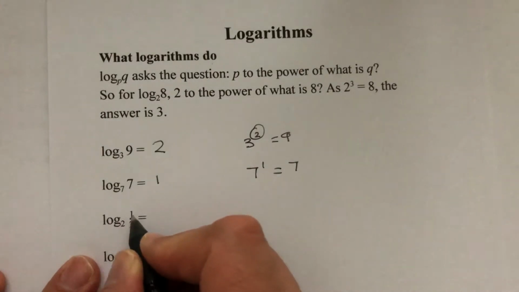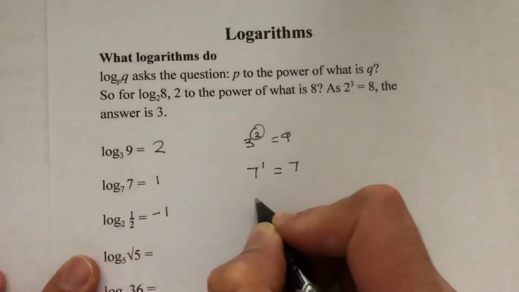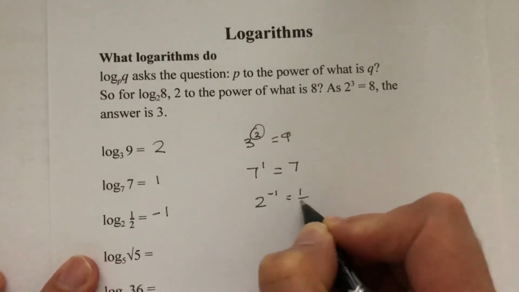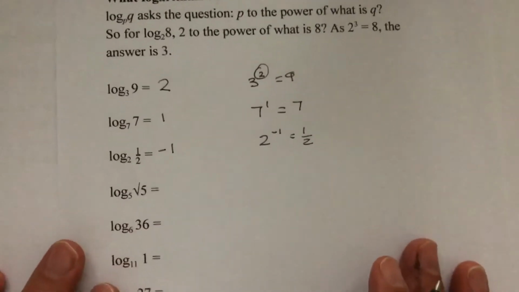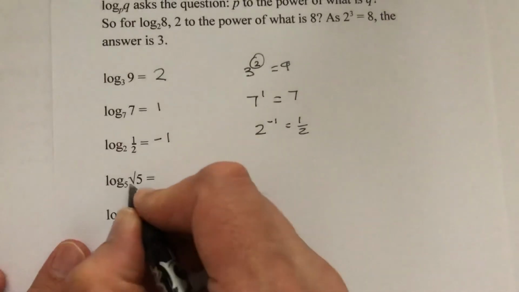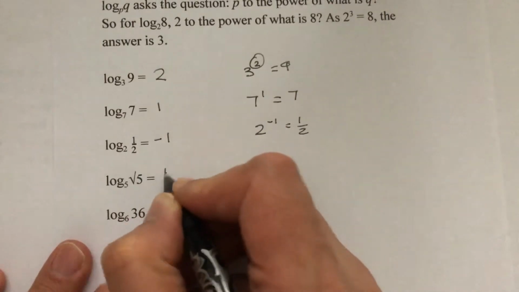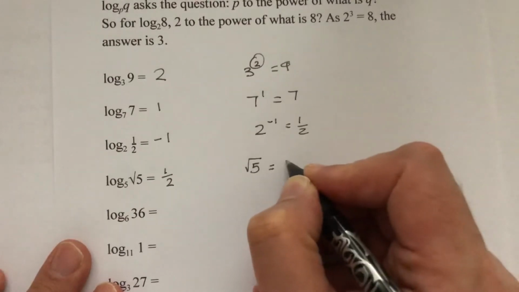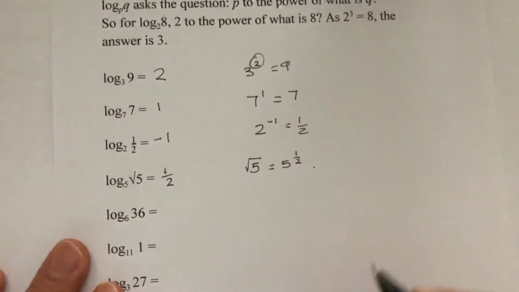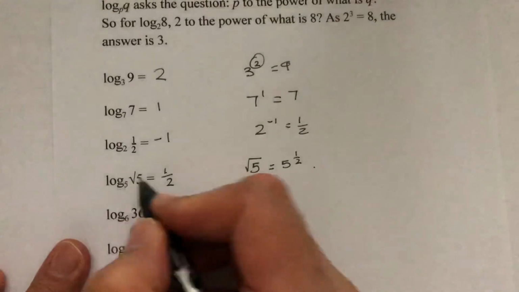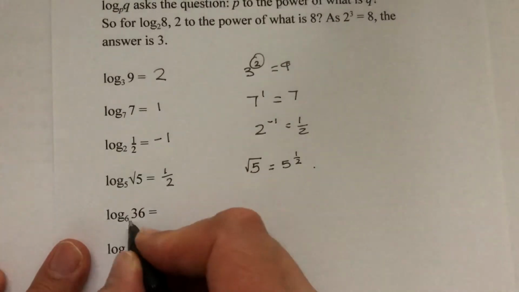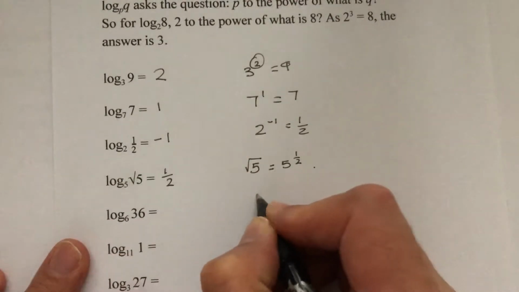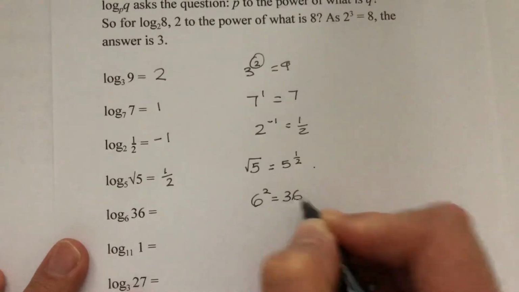2 to the power of what is a half? Negative 1. 2 to the power of negative 1 is a half. 5 to the power of what is root 5? 5 to the power of a half. So root 5 is 5 to the power of a half. 6 to the power of what is 36? Well, 6 squared is 36, so it's 2.